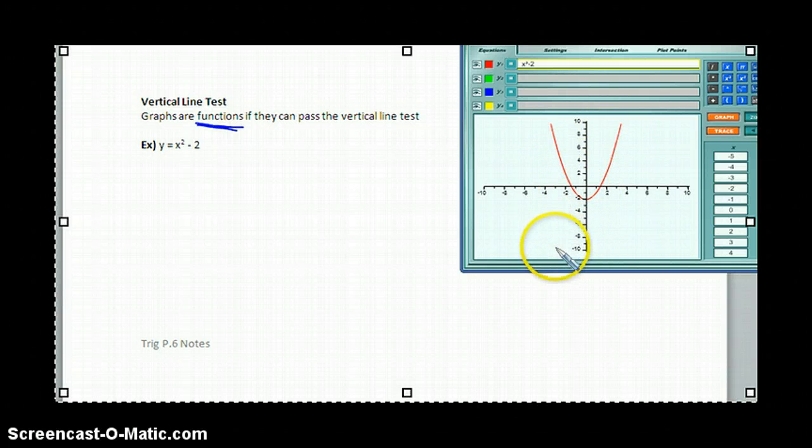Okay, so now that you've got the graph, if you were to take a look and ask the question, does this pass the vertical line test, go through and draw some vertical lines on your graph and see if it touches the graph in more than one spot. And notice that each of these vertical lines are touching the graph in exactly one spot. So therefore, because it passes the vertical line test, we can say that this equation is a function.